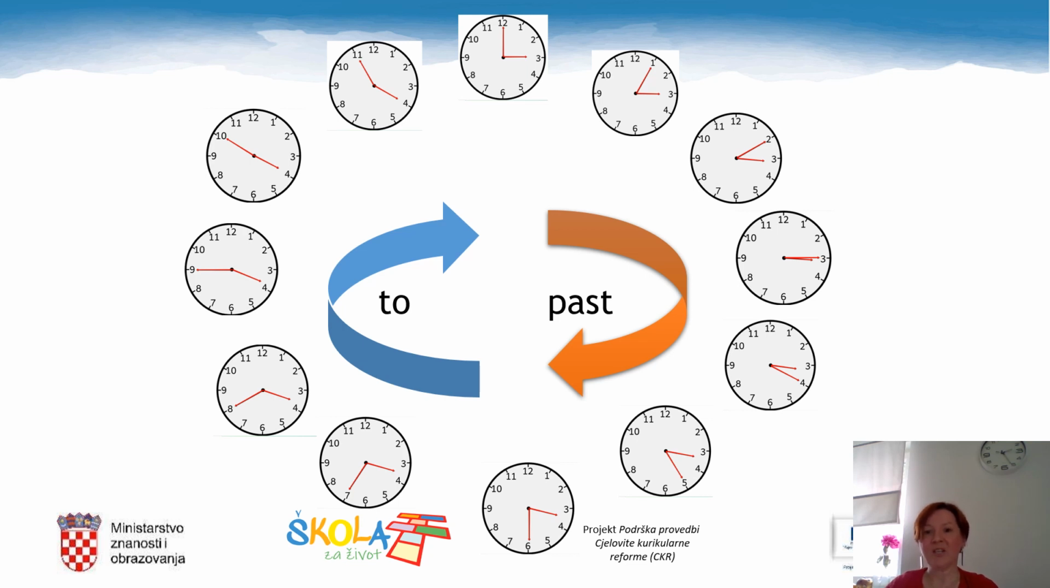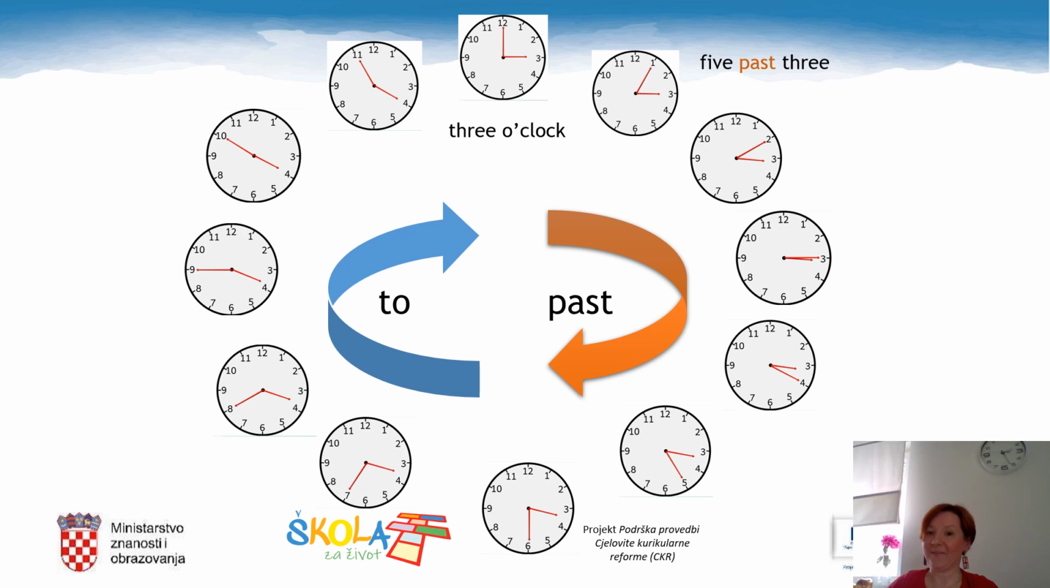All right, so on the top clock, it is 3 o'clock. What time is it? It is 3 o'clock. What time is it on the next one? What did we say? How many minutes do we have between 12 and 1? 5. Very good. Which means that now it is 5 minutes past, very good, 3. Yes.